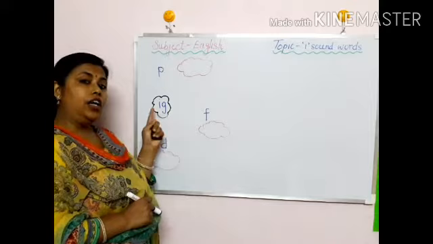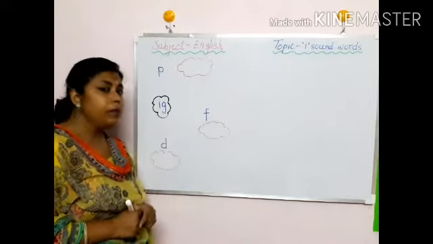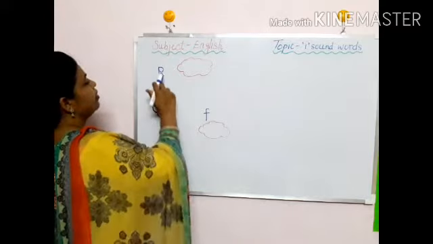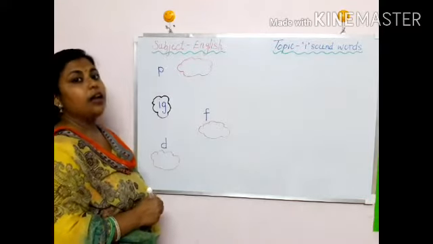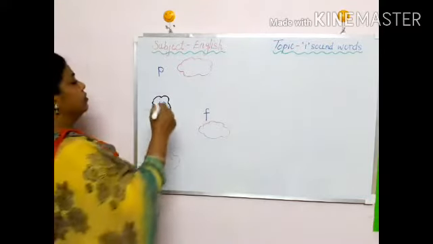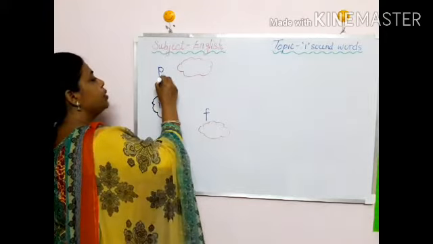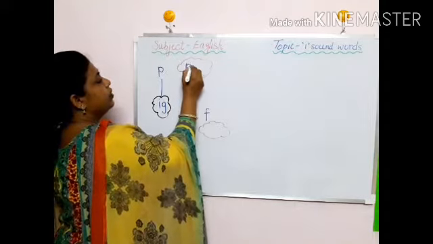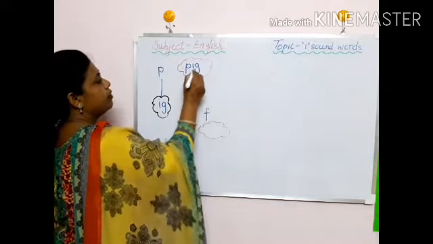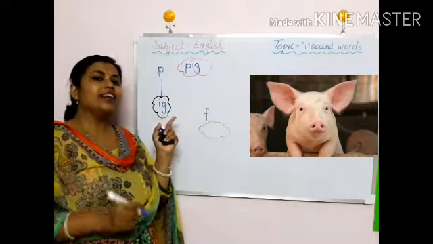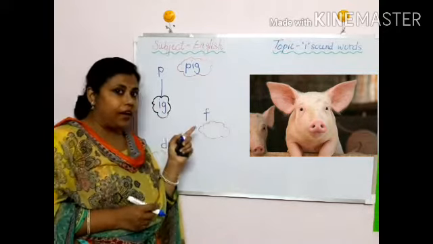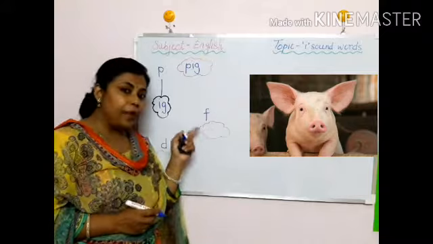So I-G, ig. Now, who will become the friend of ig? Let's see. Ig, what is this? P, P, P. So when ig will join P, what is the word? P, ig, pig. Let's see. Yes, this is a pig. This is a pig.